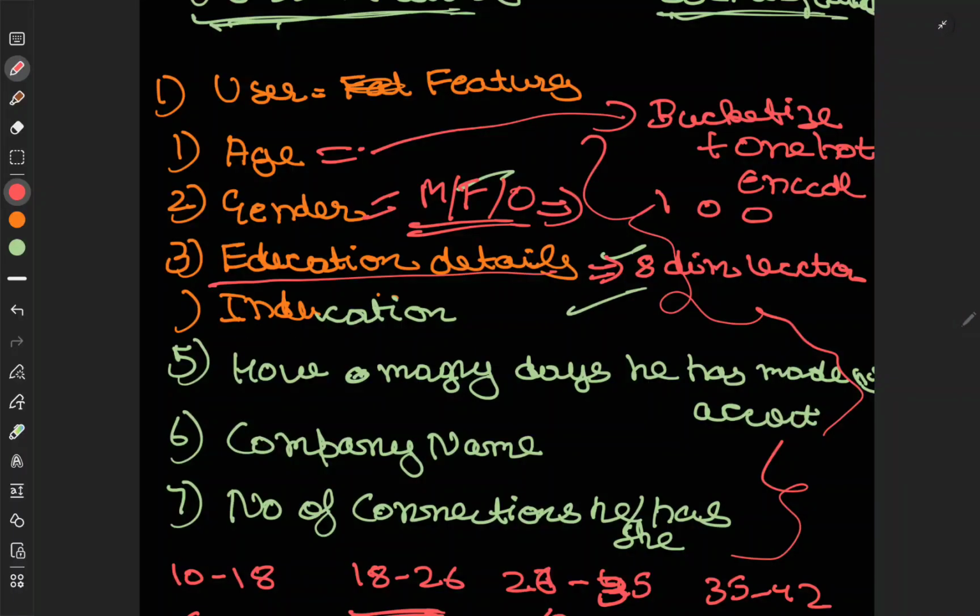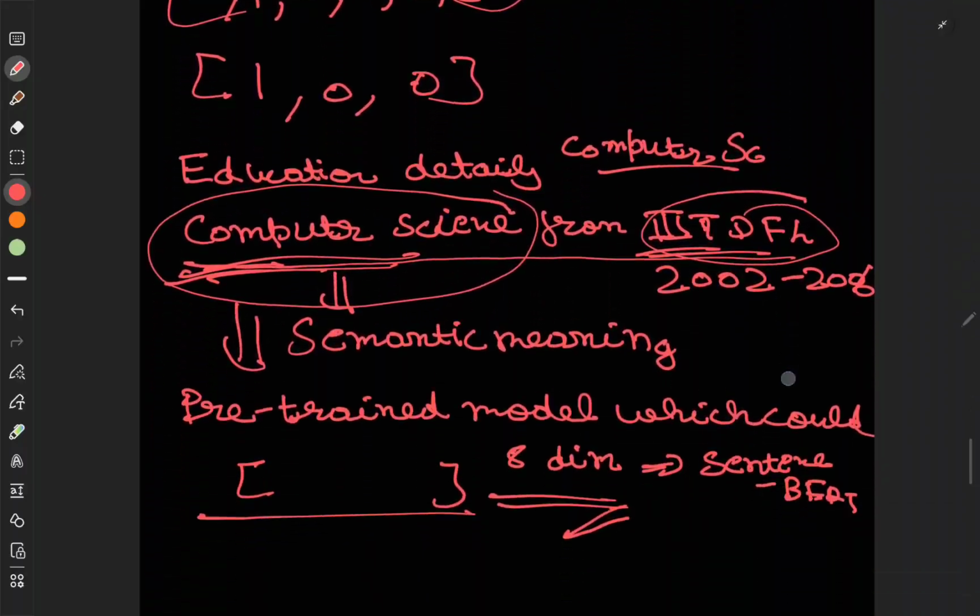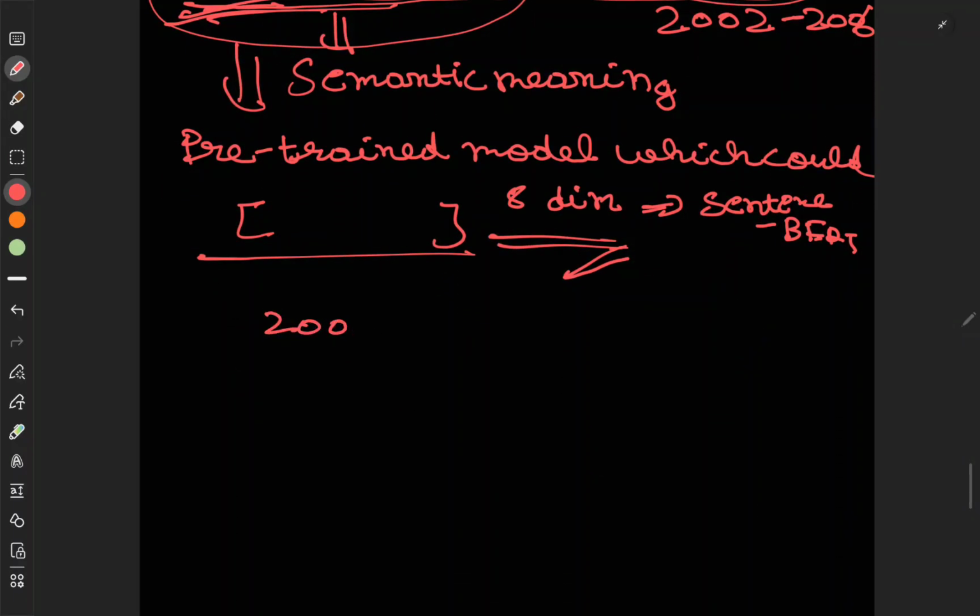Then comes industry. So in industry, again, how many types of industry could be there? Like finance, software, accounts. Accounts would be just related to finance, but marketing and many more, right? So there could be like 200 categories to it.